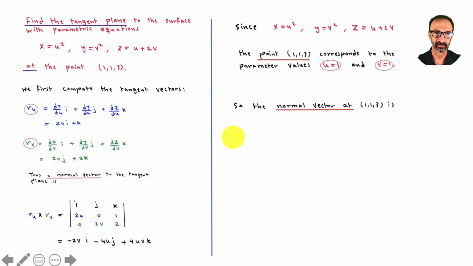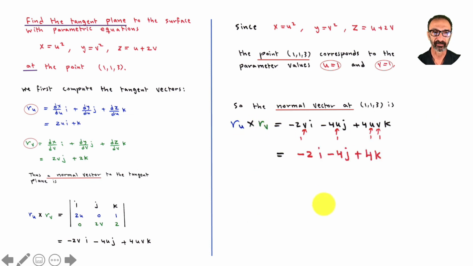Why do I need it? Because of the following. The normal depends on v and u. I need the values, because the normal changes angle on a surface. But at that point p sub 0, which is (1, 1, 3), the normal will be, when I plug in 1 for u and 1 for v, doing the math, minus 2i minus 4j plus 4k.